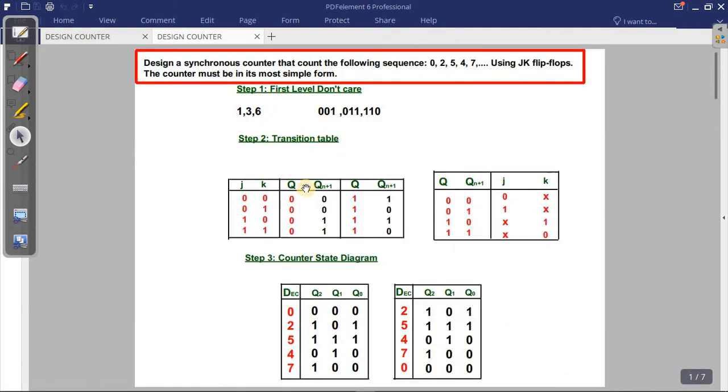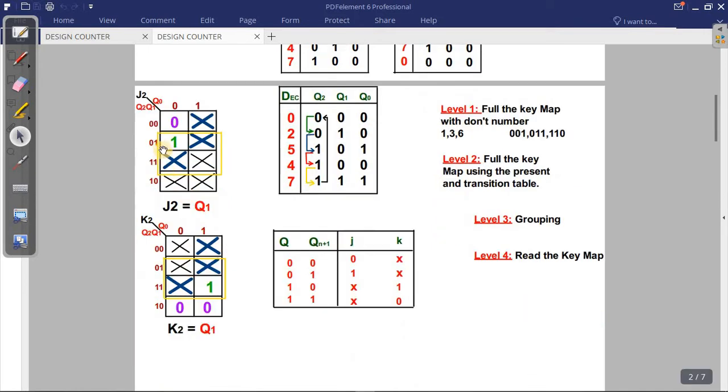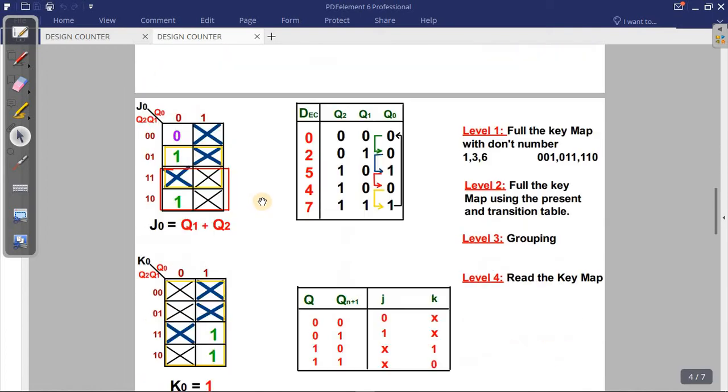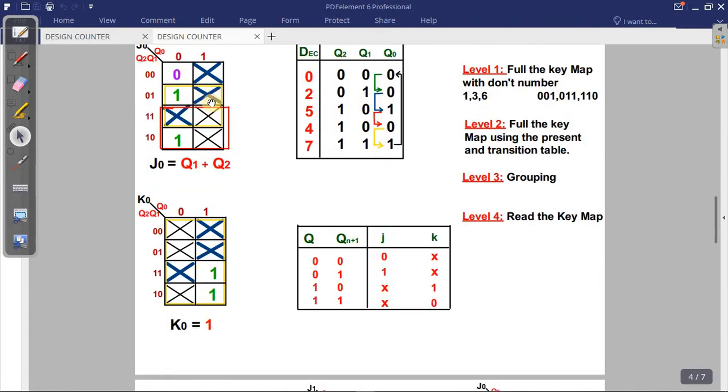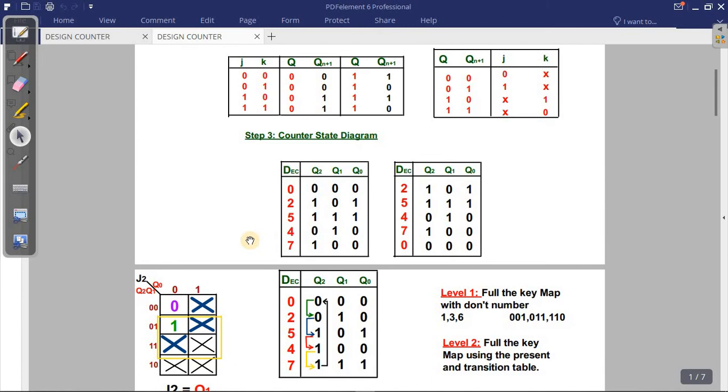So 3 is going to be 0 1 1, so I'm here. 6 is going to be 1 1 0, that's why I'm on this side. So I put this everywhere, even for K, same thing, same thing. And for J1, same thing. J0, don't care, don't care, don't care, don't care, don't care, and don't care. So guys, you can see how this part is very easy.